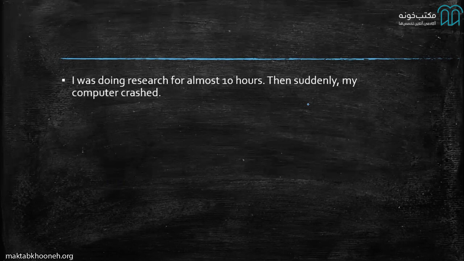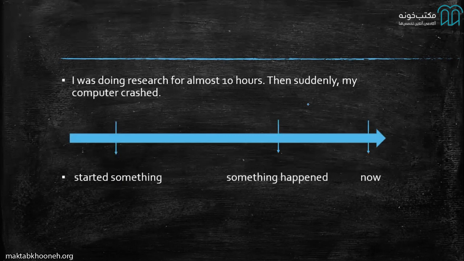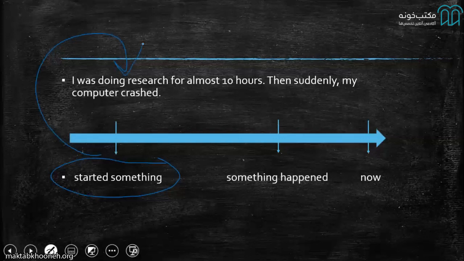Now I'm going to put this on a timeline just to make sure everyone understands it. There are three references here that we need to consider. One of them is something started doing something. So that would be the research part here. Then something happened after that to stop that. And that would be the computer crashing. And of course, we're speaking now. So that would be the reference of now. Talking about the past. Everything's in the past, right?